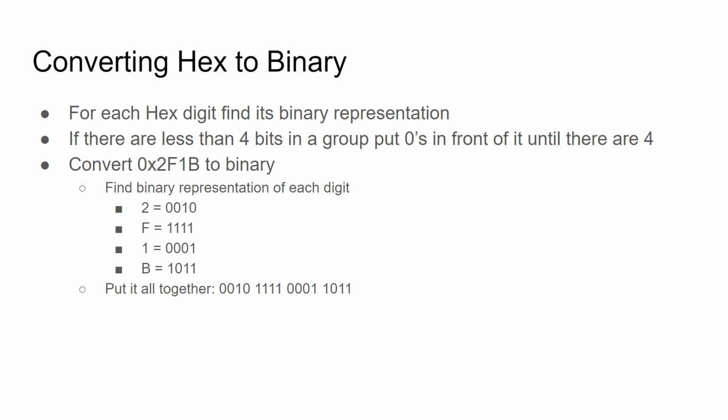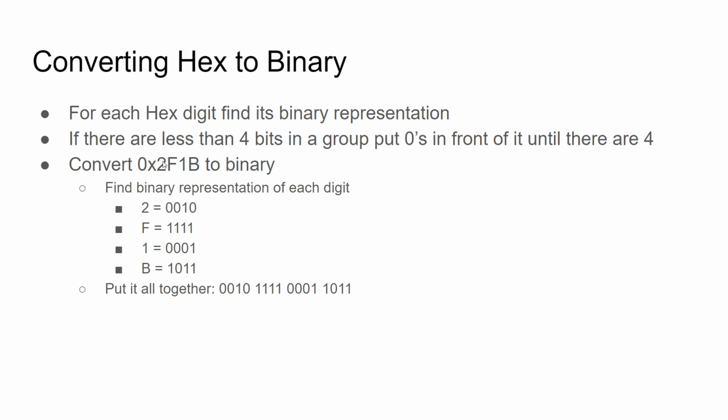So let's say we want to go from hex to binary. For each hex digit, find its binary representation and you write it out. Make sure, though, that every time you write a single hex digit, you write 4 bits for each hex digit, because every hex digit is worth 4 bits, that nibble, right?